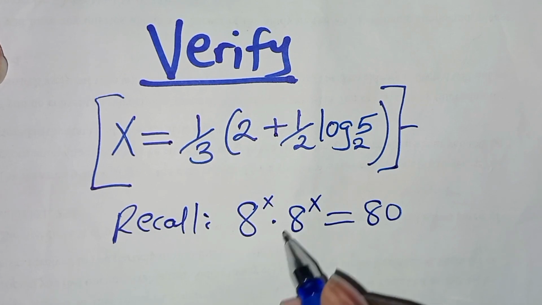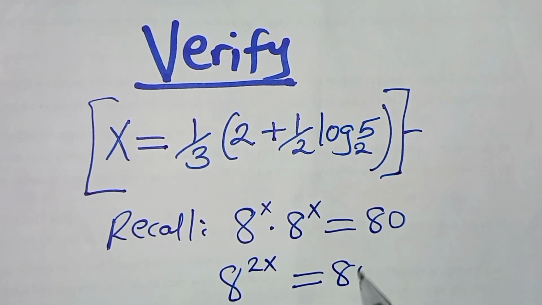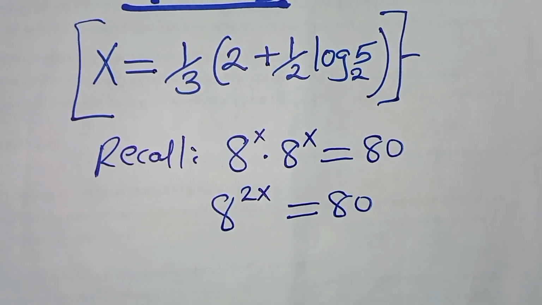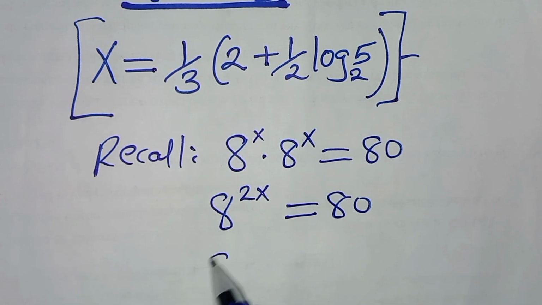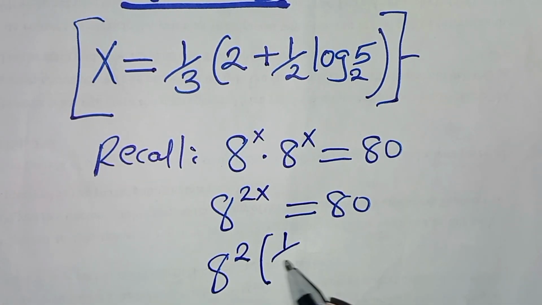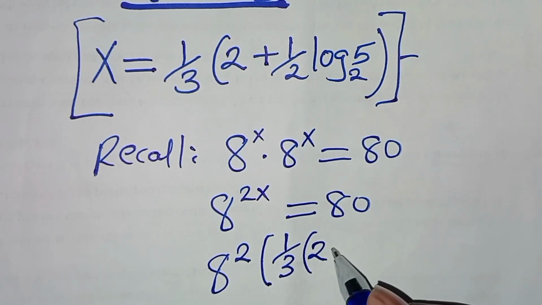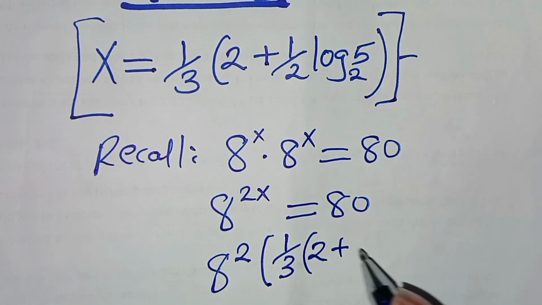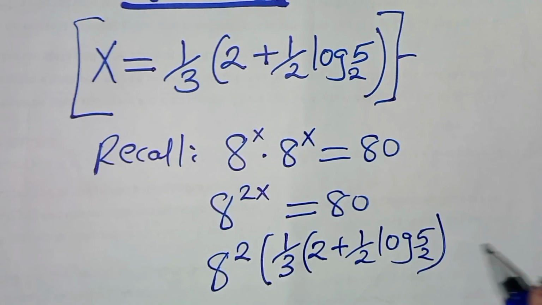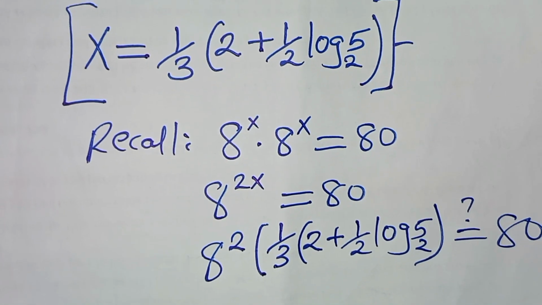We simplify this further to 8 to the power 2x. This should give us a value of 80. So let's substitute the value of x. So here we'll have 8 to the power 2 into the parentheses, this is a third, again into the parentheses, this is 2 plus half log 5 to base 2. This should give us a value of 80. Let's check if this is true.